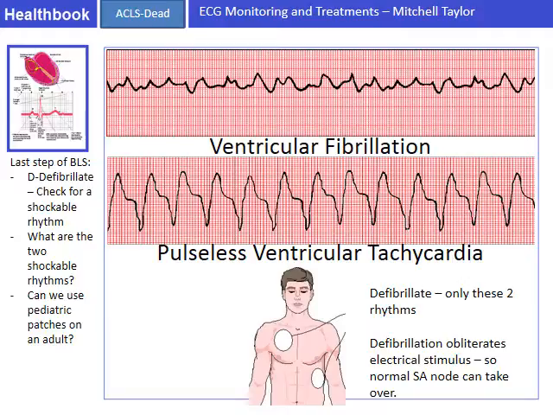Can we use pediatric patches on the adult? No, that's correct. But can we use adult patches on a child or infant? Yes, we can. That's right.